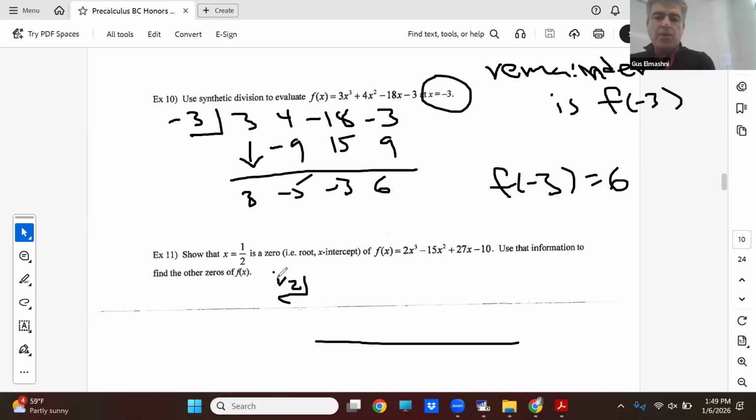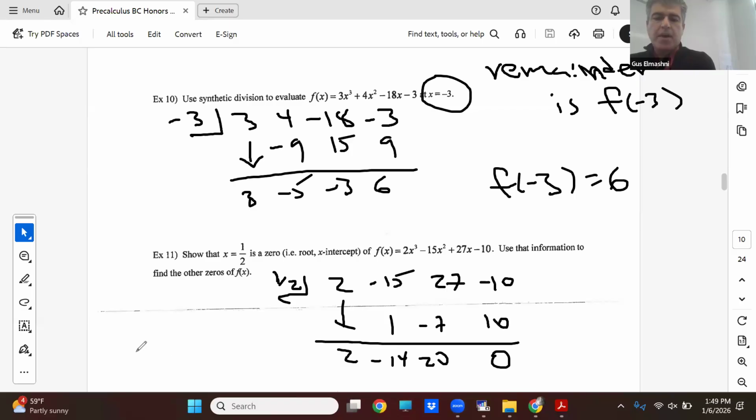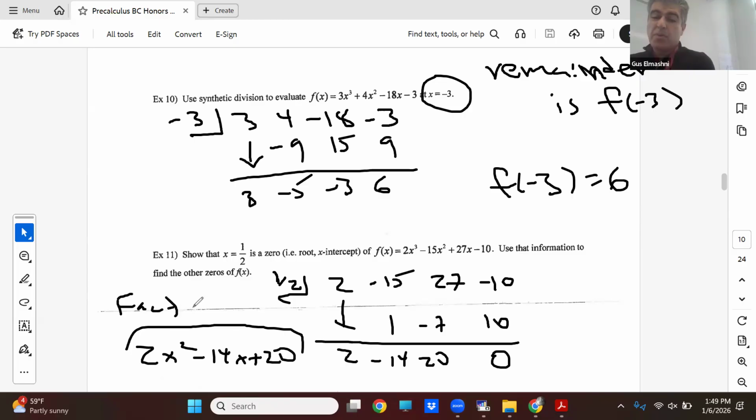1/2. Now you are told it's 0, so you do expect 0 to be the remainder. That'll be the last thing we'll do for today. I'll have to pick this up Thursday. Bring the 2 down. 1, negative 14, negative 7, 20, 10, 0. So what does that become? And then you have to factor further or use the quadratic formula or complete the square. We'll stop there because we don't have time to finish that off today.